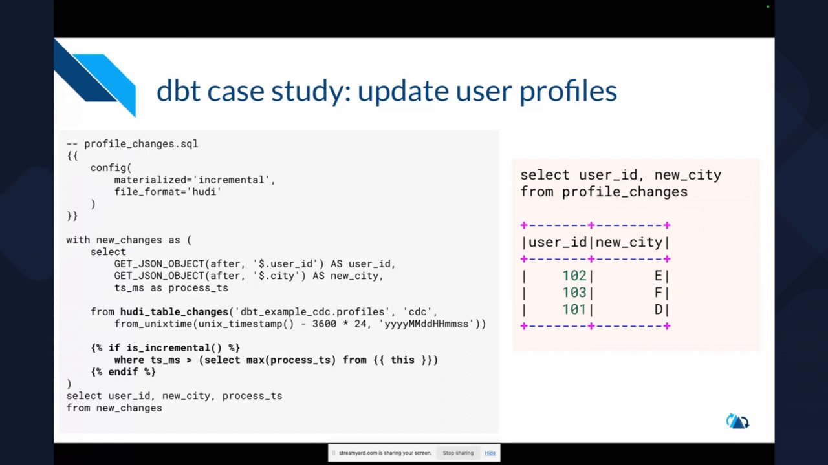Hudi provides a table-valued function called hudi_table_changes. As you see in the middle part of the code, you can specify the target table name where you want to pull the CDC changes, and you specify the mode as CDC. You will also want to give a start timestamp so that it only fetches the changes after that timestamp. By calling this table-valued function, you will be able to get what record has been changed and what the data was before this change and the data after.